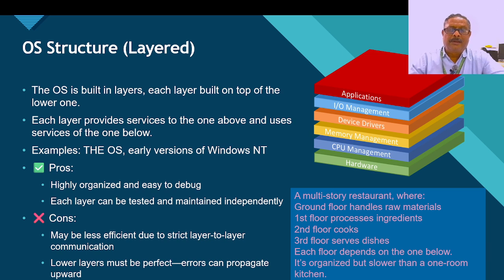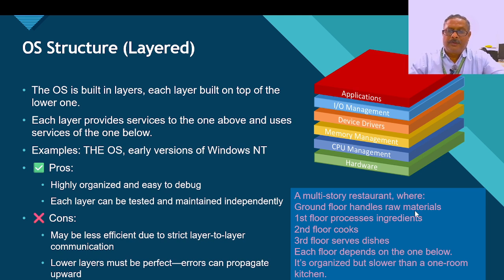So here, an example can be a multi-story restaurant where each floor has different actions. The ground floor handles all the raw materials, the first floor may be processing the ingredients, on the second floor cooks are there, and the third floor serves the dishes. Each floor depends on the one below. So if you want ingredients, they have to come from raw materials only. If you want to cook, then you need ingredients. If you want to serve the dishes, then they should be cooked.